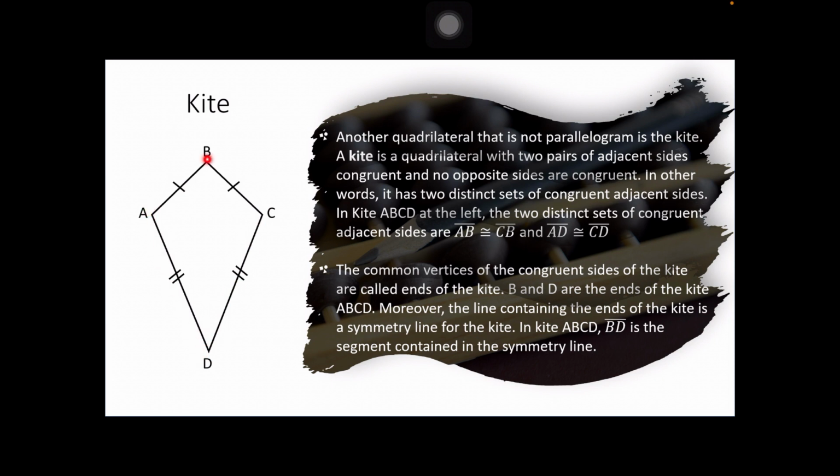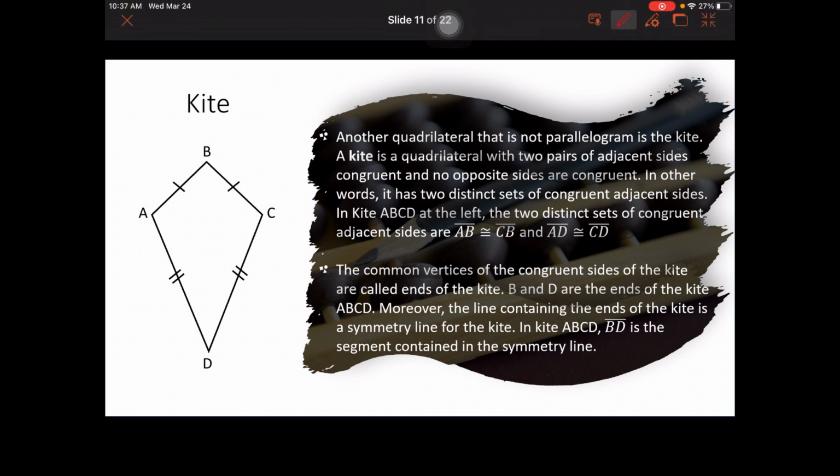The common vertices of the congruent sides of the kite are called ends of the kite. Ito po yun, CB and CD are the ends of the kite. Moreover, the line containing the ends of the kite is the symmetry line of the kite. Pagka ginuwitan po natin to, for example, diretso yung line na magagawa ko. Yung line na yan, mula sa B hanggang D, that is the symmetry line.